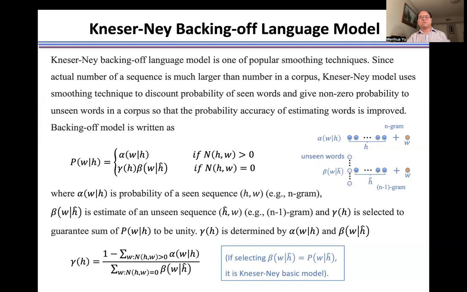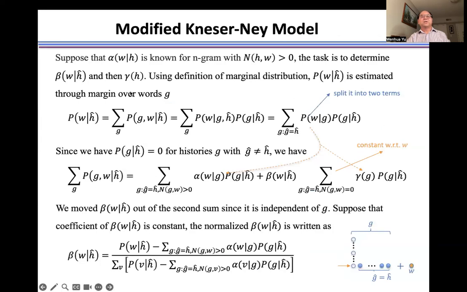Now we introduce a modified Kneser-Ney background language model in which we calculate beta using the marginal distribution. Suppose alpha is known for n-gram with n larger than 0. The task is to determine beta first and then gamma. Using the definition of marginal distribution, the probability of n-1 gram is estimated through the margin over words G. G has the same size as H.